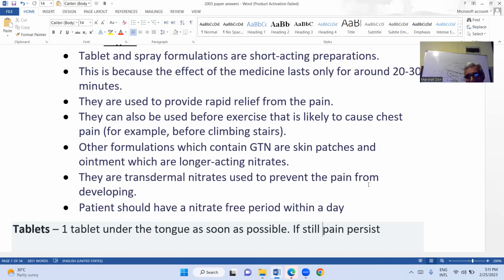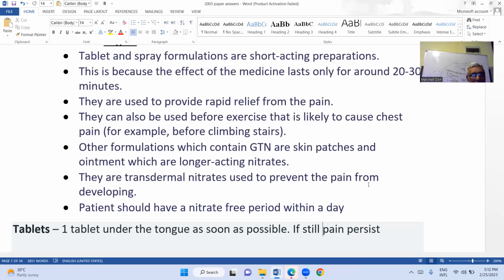Other formulations contain GTN: skin patches, ointment. They are long acting. Transdermal nitrates are given to prevent anginal pain. The patient should have a nitrate-free period within a day. This is very important. Even anginal pain patients cannot take the tablet the whole day.